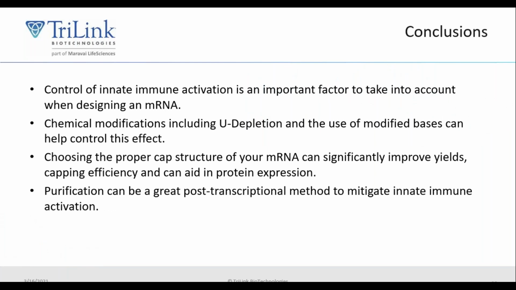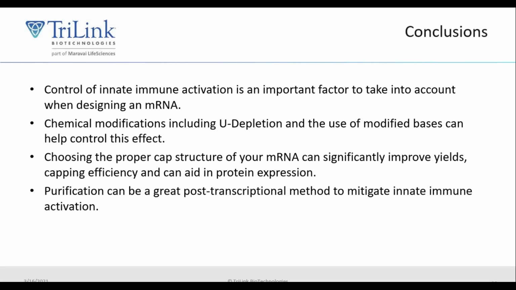And pretty much just to wrap everything up here, here's some of my key takeaways. So number one, control of the innate immune activation is an important factor to take into account when designing an mRNA. This can lead to higher levels of protein expression and an overall more successful mRNA candidate. Chemical modifications, including U depletion and the use of modified bases, can help control this effect. These are both ways to easily optimize your mRNA production before and during the IVT process, eliminating post-transcriptional handling and purification.